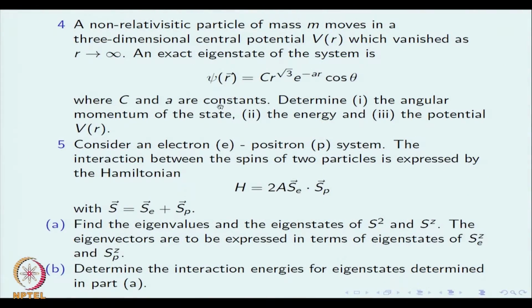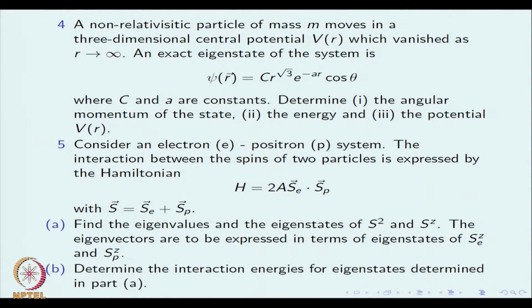And now we go to the last part of the tutorial, that is the fifth problem, and this is a bit lengthy problem, but it will help you understand a two particle system. In this, the two particle system is an electron and a positron.